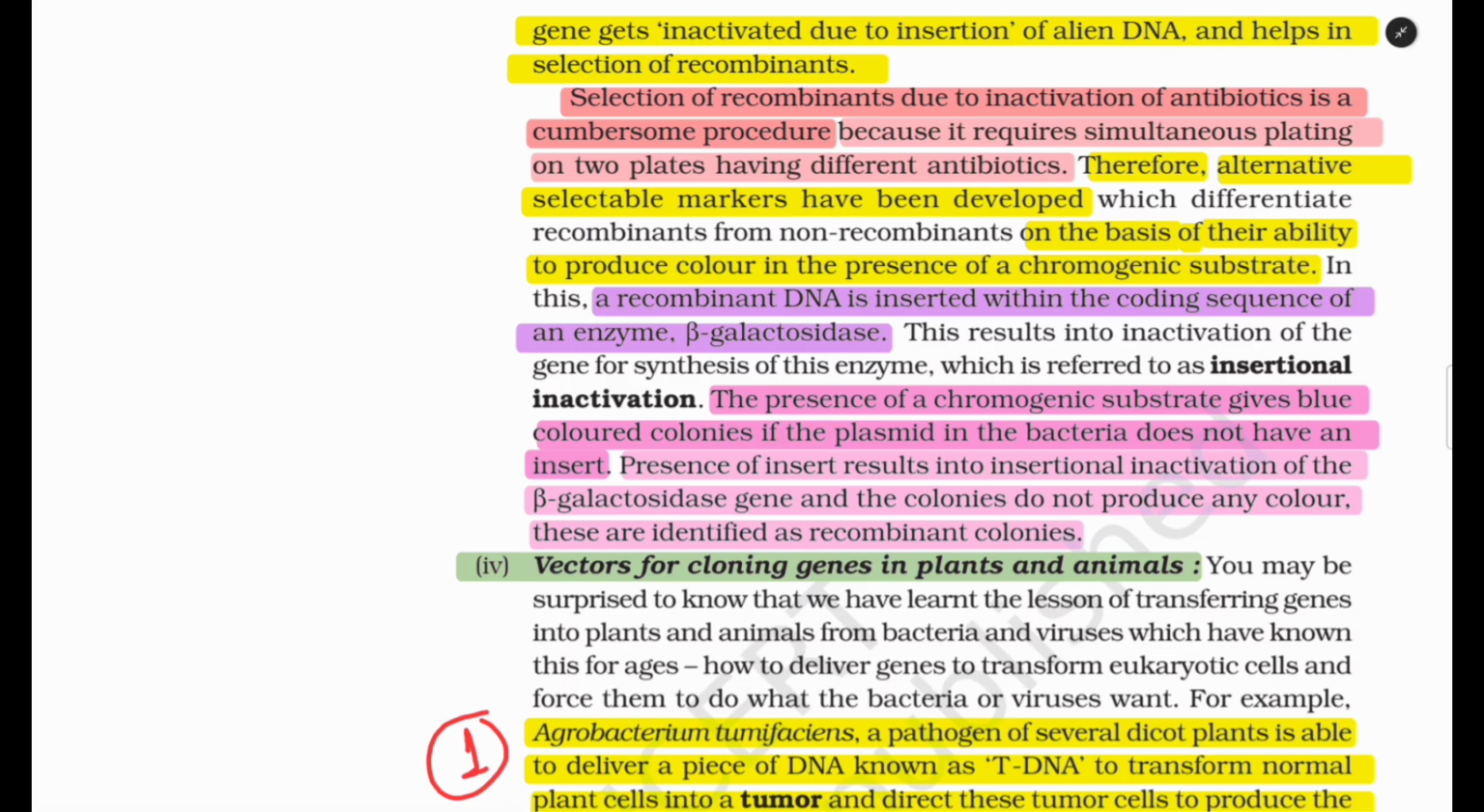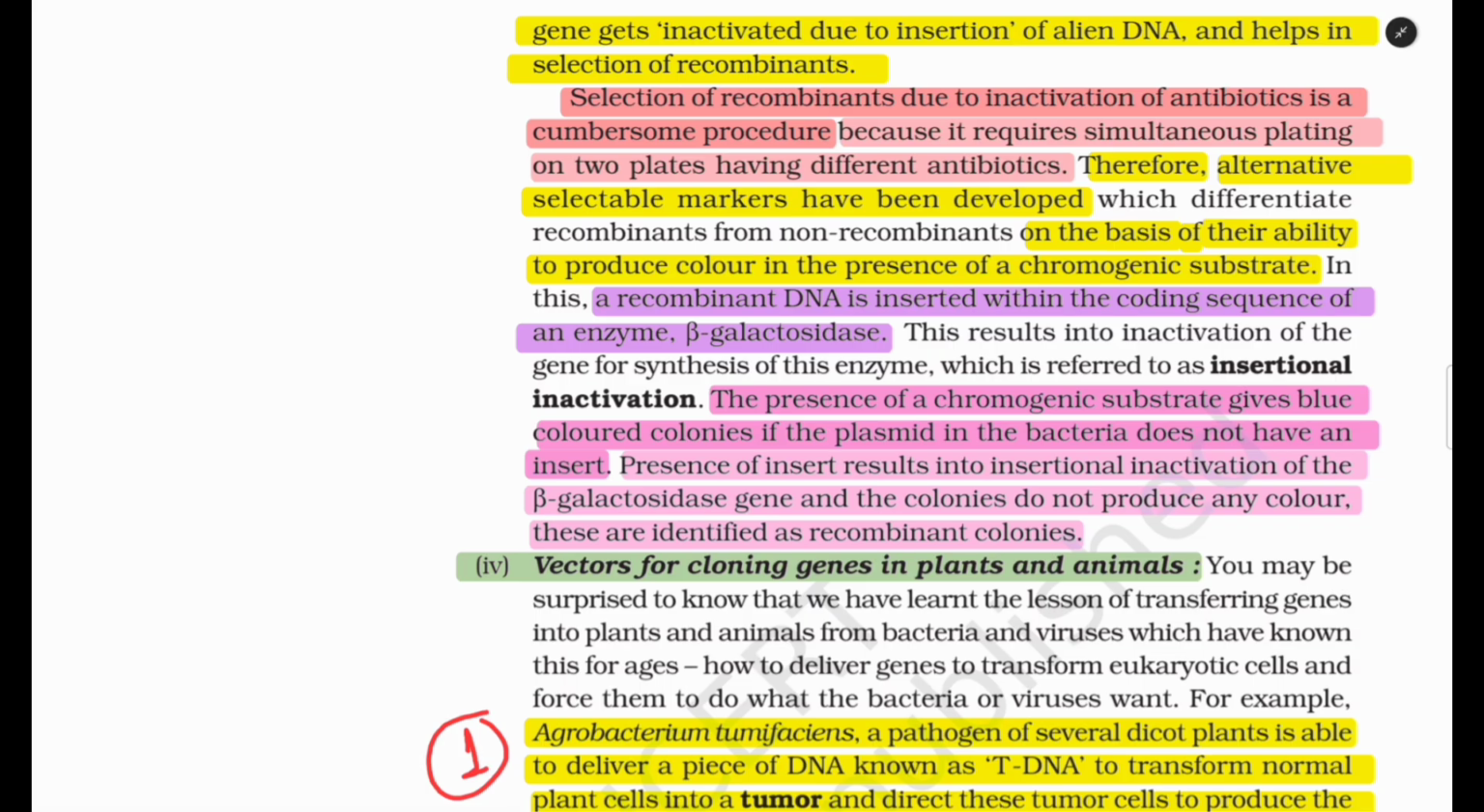Selection of recombinants due to inactivation of antibiotics is a cumbersome procedure because it requires simultaneous plating on two plates having different antibiotics. Therefore, alternative selectable markers have been developed which differentiate recombinants from non-recombinants on the basis of their ability to produce color in the presence of a chromogenic substrate. In this, a recombinant DNA is inserted within the coding sequence of the enzyme beta-galactosidase. This results in inactivation of the gene for synthesis of this enzyme, which is referred to as insertional inactivation.